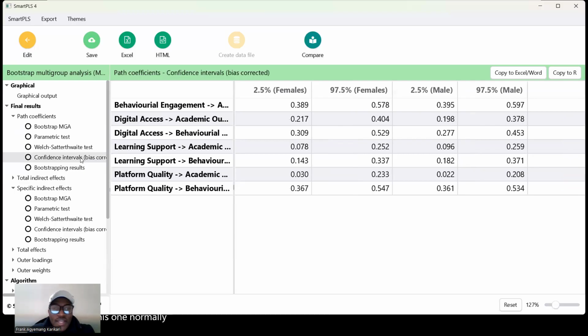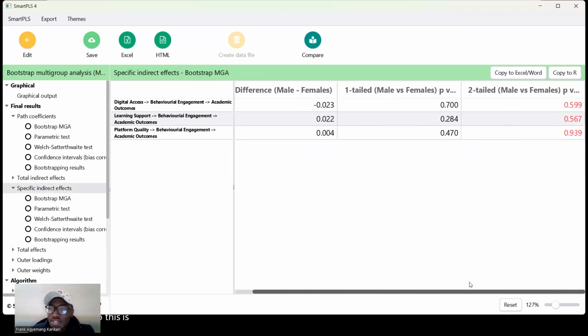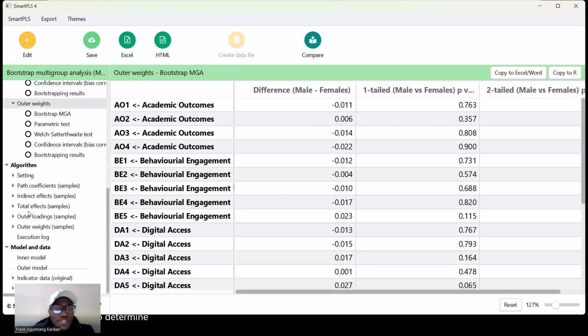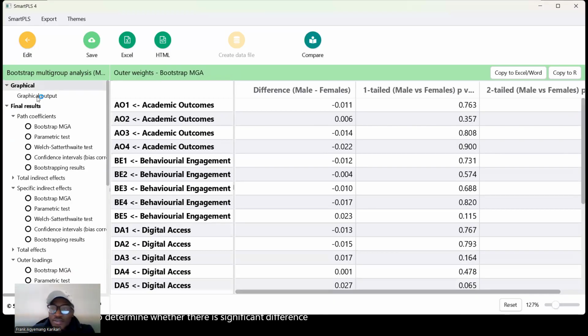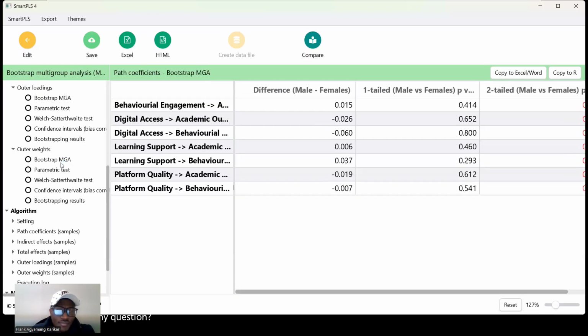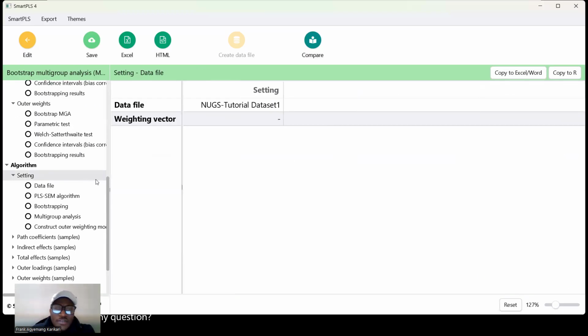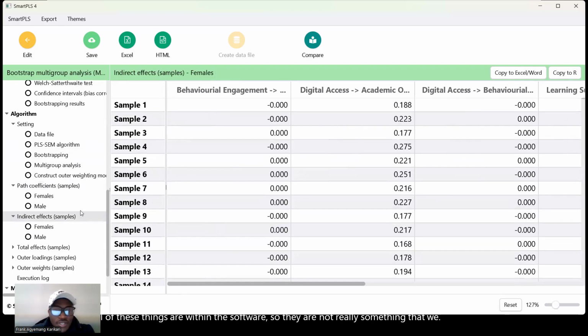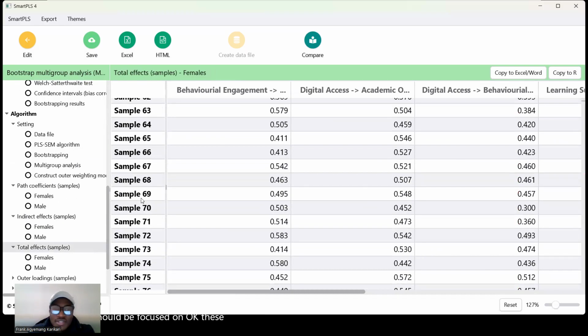So, and this is the confidence interval to determine whether the p-values are significant or not. So this is the multi-group analysis to determine whether there is significant difference between our moderation. Any question on this? Any question? All of these things are within the software, so they are not really something that we should be focused on. Okay. These ones are all the sample set.